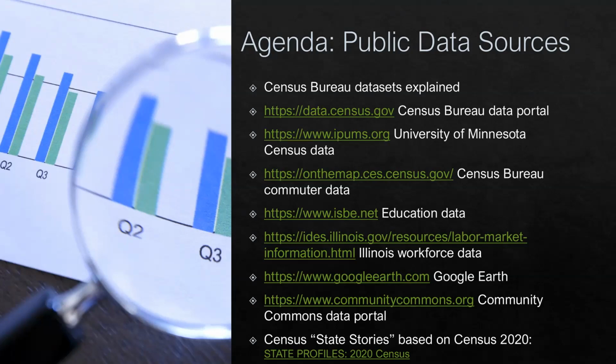Commuter data is great when you're looking at your daytime population versus your nighttime population, because people travel from one place to another place for their work. Who are those people that are coming in and working within your territory? That's a great application for that, and it is extremely user-friendly.